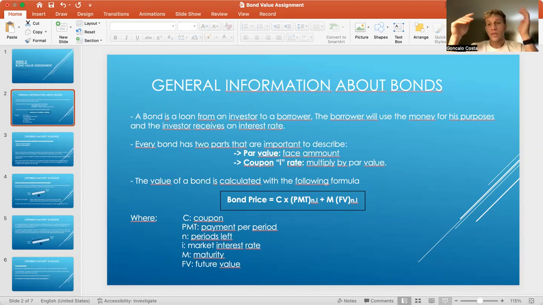This price of the bond can be calculated via a formula, which, as you can see in the image, is: bond price equals the coupon multiplied by the payment per period, taking into account the different periods and the interest rate, and you need to add the maturity, taking into account the future value, also considering the different periods and the interest rate. Once we know this, it's possible to continue with the case asked.